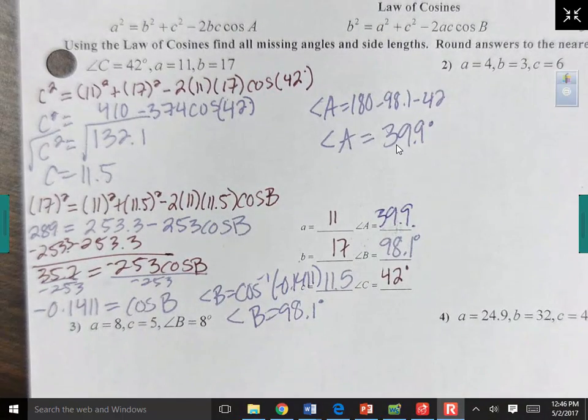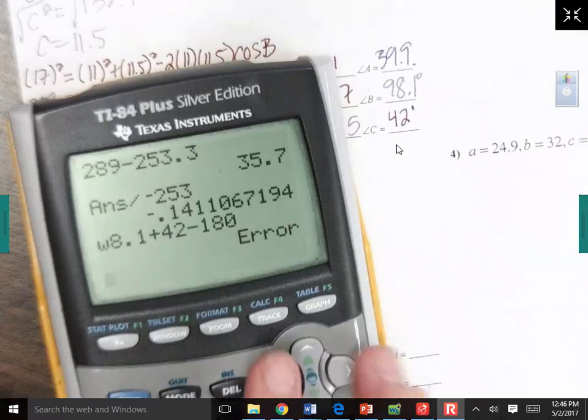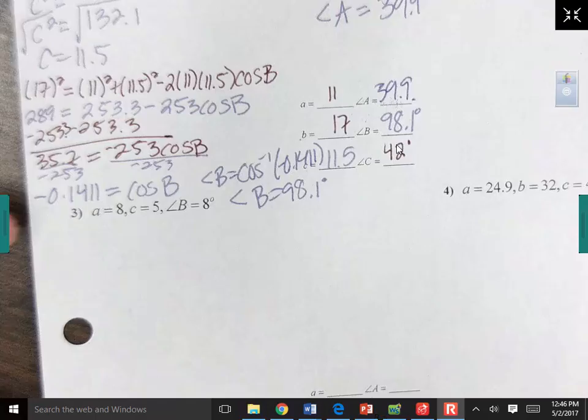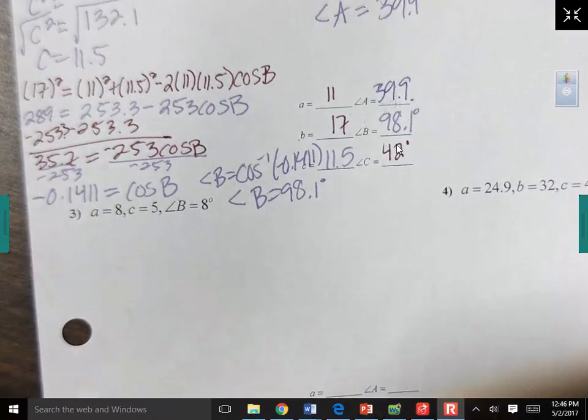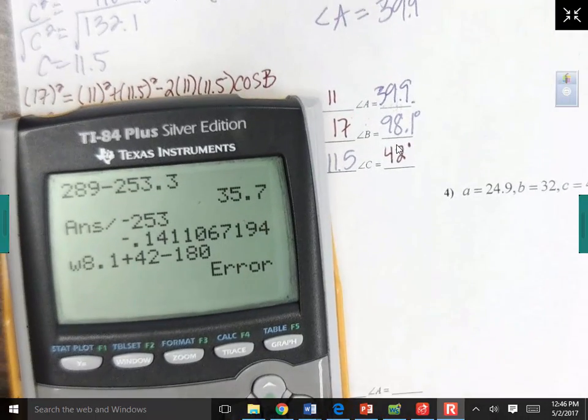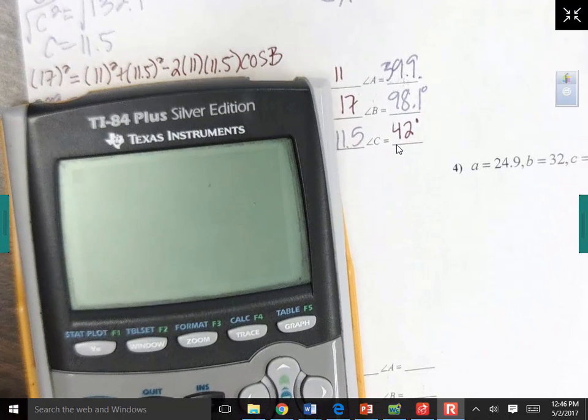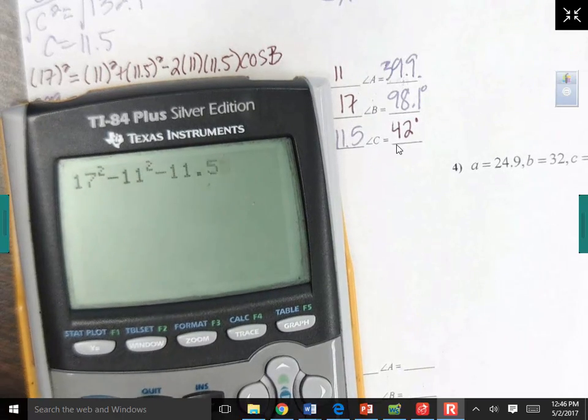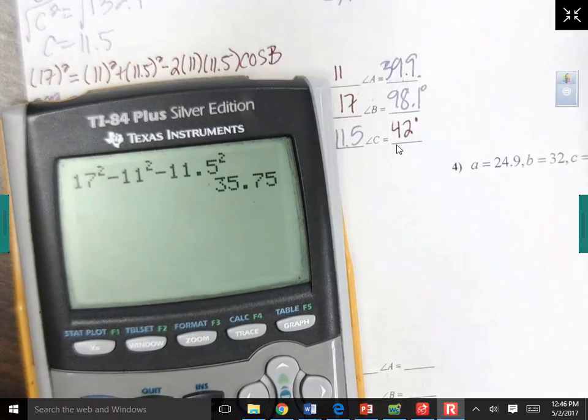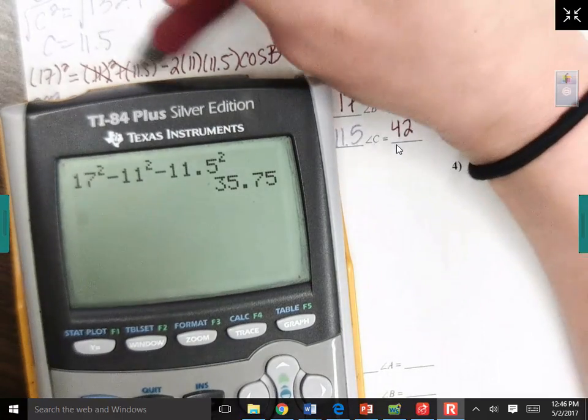Now, that was a lot, right? Can I show you something really fast? I want to show you this on the calculator. Let's forget all of this work right here, and let's go back up to here. You ready? All right, so I can do this all in my calculator. 17 squared minus 11 squared minus 11.5 squared. So I just got rid of this guy and that guy. Do you see?